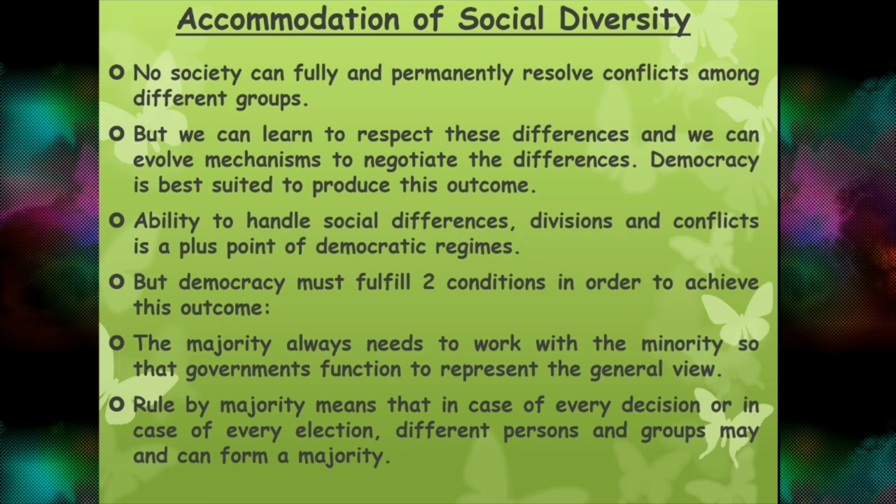But democracy must fulfill two conditions in order to achieve this outcome. The majority always needs to work with the minority so that the government functions to represent the general view. Rule by majority means that in case of every decision or every election, different persons and groups may and can form a majority. There shouldn't be any discrimination between the majority and the minority.